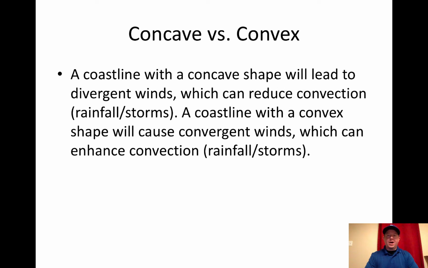So a coastline with a concave shape will lead to divergent winds, which can reduce convection rainfall storms. Now, just because you have a concave shape of the coastline doesn't mean you're not going to have sea breeze and you're not going to have thunderstorms, but it is a little bit of a negative factor. Whereas a coastline with a convex shape will cause converging winds, which can enhance convection. So both ways, you can still easily get the sea breeze and thunderstorms and development of rainfall, but the concave will suppress it a little bit in general, where the convex will enhance it, all right?